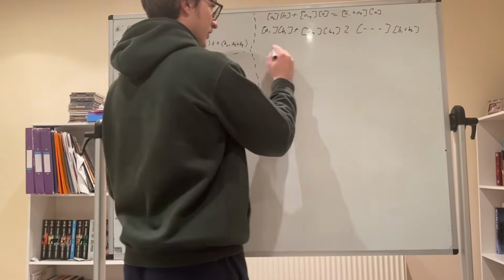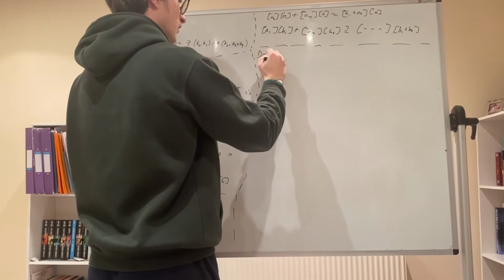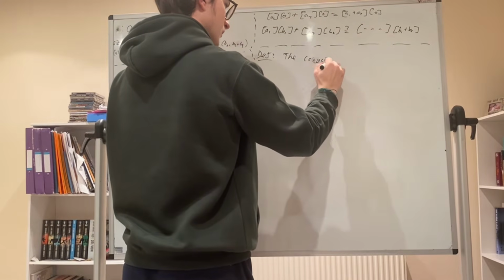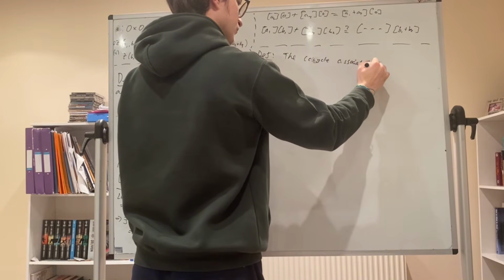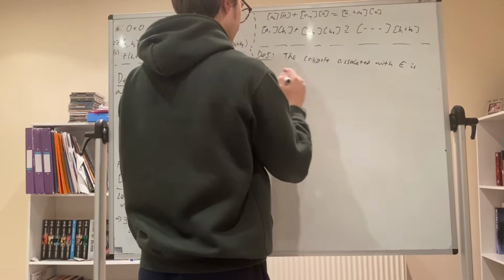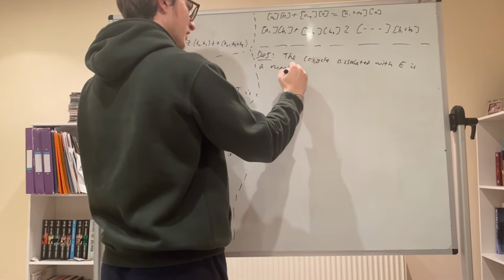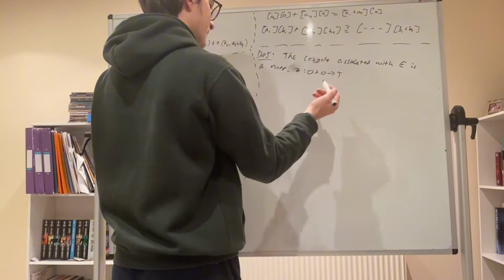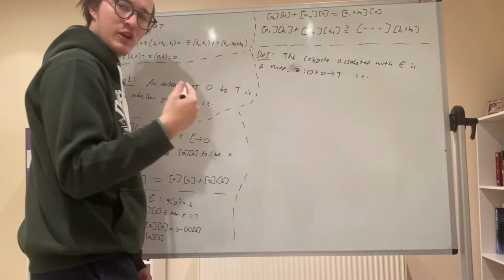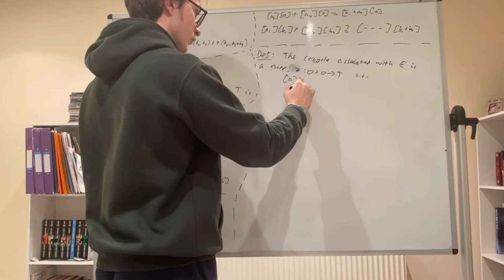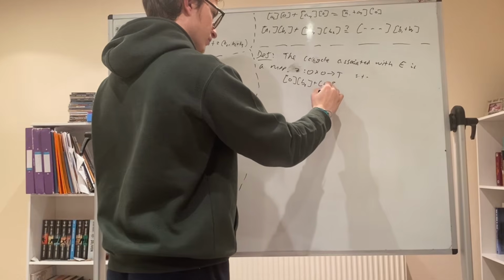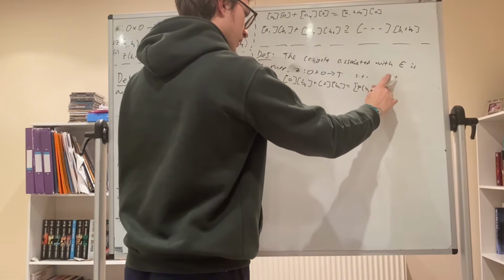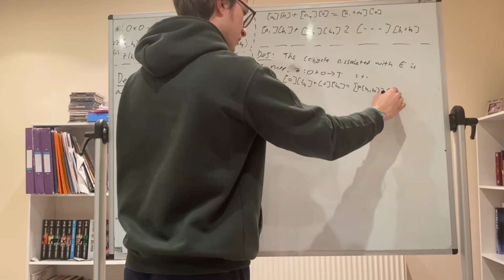So, definition, here's a definition. The cocycle associated with E is a map, we'll call it Z, which takes in two ones and outputs a 10, such that, and the way it's defined is, (0, b1) plus (0, b2) is equal to (Z of b1, b2, and then b1 plus b2), like so.